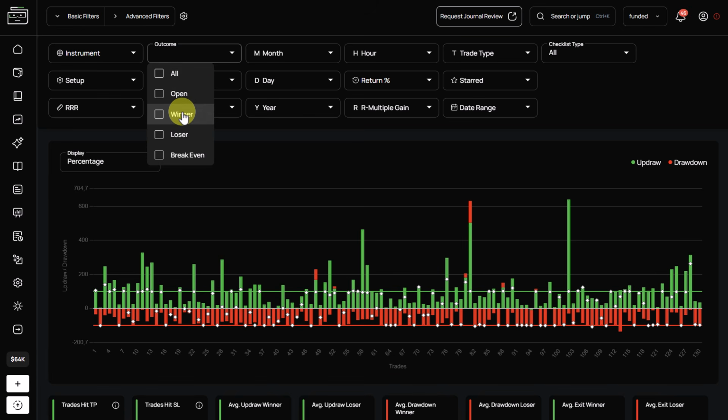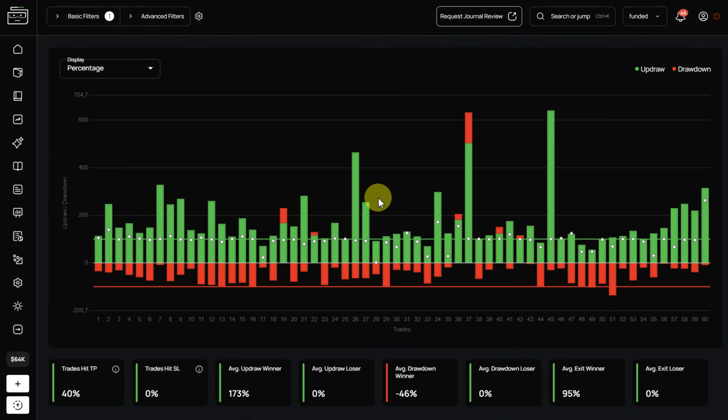So what we can do is only look at the winners first. What can we see here? The average updraw on the winners, 173%, which means that on average, his winning trades go 173% in his favor. So they are actually overshooting his take profit. And we can see there are quite a lot of trades where the green bar overshoots this horizontal green line. The horizontal green line is the take profit. So there are quite a few instances where the trader could have made way more money.